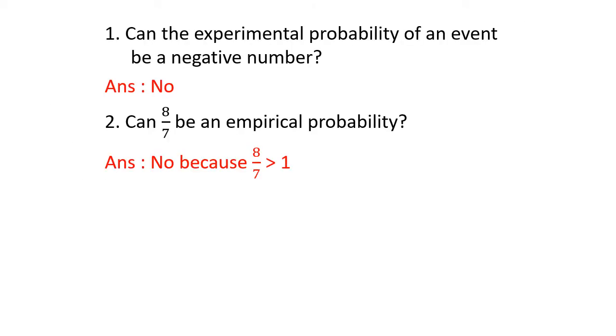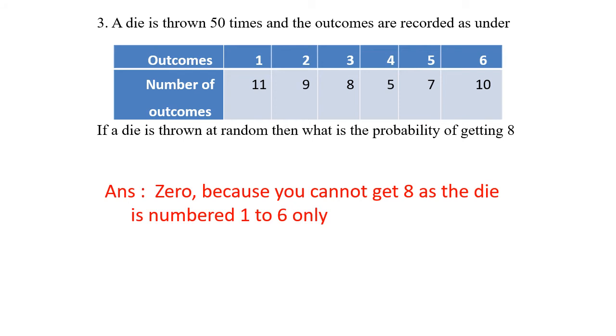Now we move to the chapter on probability. Can the expected probability of an event be a negative number? No, it can never be a negative number. Can 8 by 7 be an empirical probability? No, because 8 by 7 is greater than 1. The probability always lies between 0 and 1.